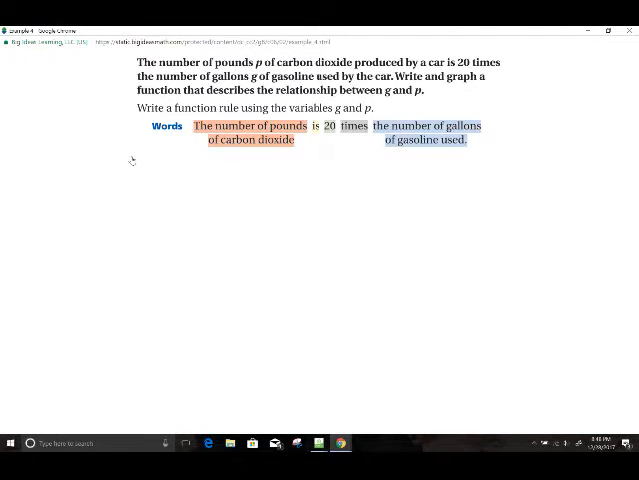And out of that word sentence, I'm going to break it down even further to an actual equation. My variable P represented the pounds of carbon dioxide. Is always the equal sign. 20 times means 20, and then I'm multiplying. And then the number of gasoline used, the gallons. So my equation is going to be P equals 20G. So that's how I take that word problem and I break it down into an equation. So I've finished that first part. I've written the equation. Now I've got to graph it.